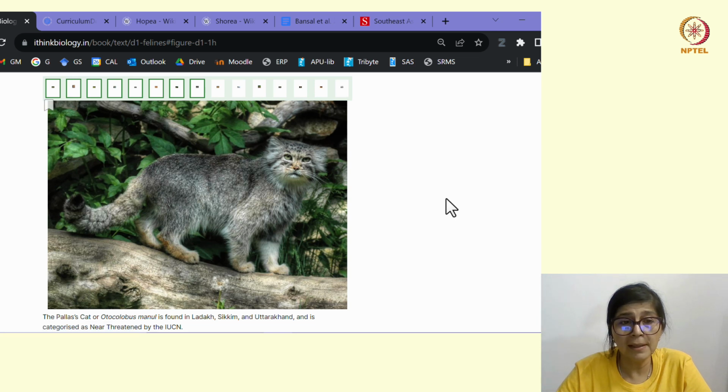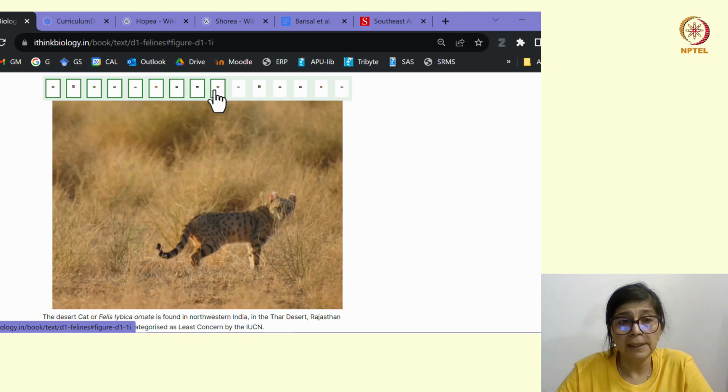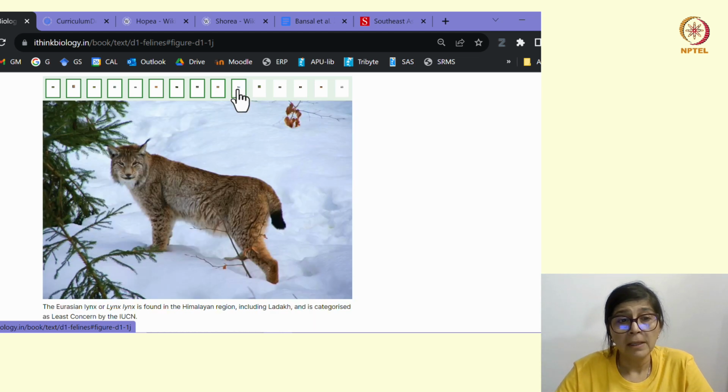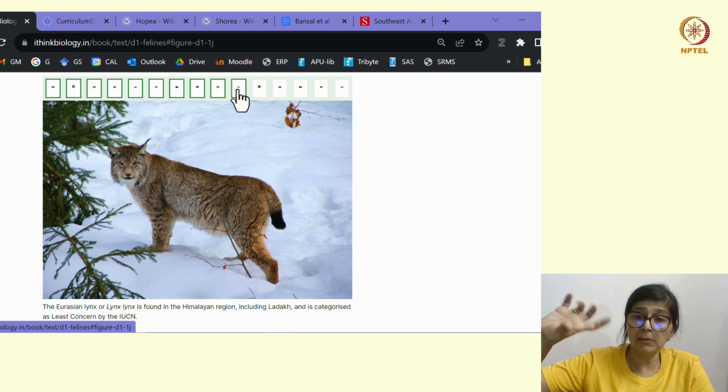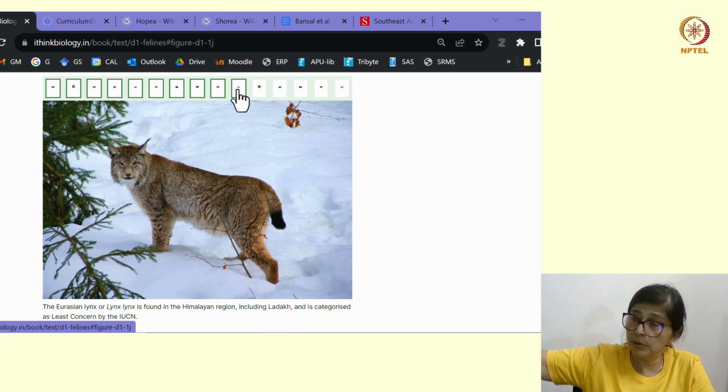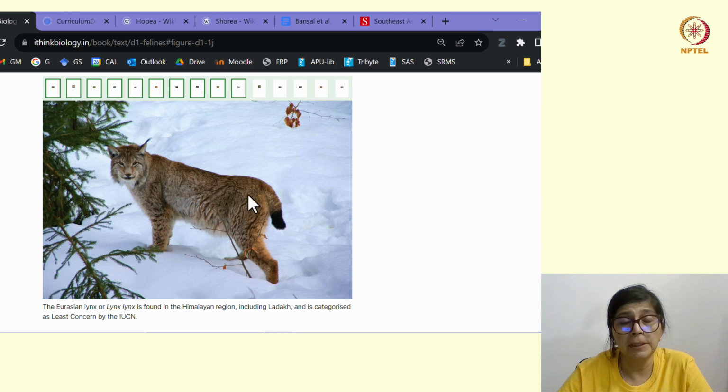It is a Pallas cat, very nearly threatened, occurs only in some of the northern states of India. Desert cat, again quite common, like the other desert cat. Eurasian lynx, this also occurs in the Himalayan region, but also Ladakh and China, it goes through there, and it's quite common in those regions.